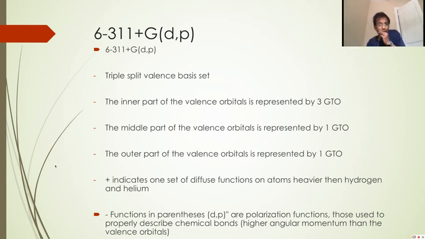The functions in parentheses like d,p are called polarization functions. Those are used to properly describe chemical bonds, with higher angular momentum than the valence orbital. So d,p, maybe you can also have f, d orbital. I'm talking about d,p: the function in parentheses is a polarization function, used to properly describe chemical bonds. It's always higher angular momentum than the valence orbital. Next slide.